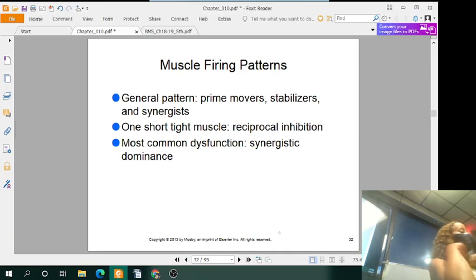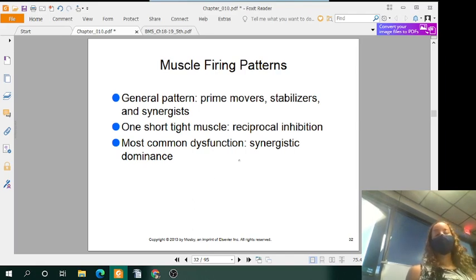The general function of muscles is acceleration, deceleration, and stability. One of those is what a muscle is doing at all times. Activation sequence is the newer term; sometimes you'll hear firing patterns. Activation sequence is prime mover first, stabilizer second, and synergist third. That is the ideal order.